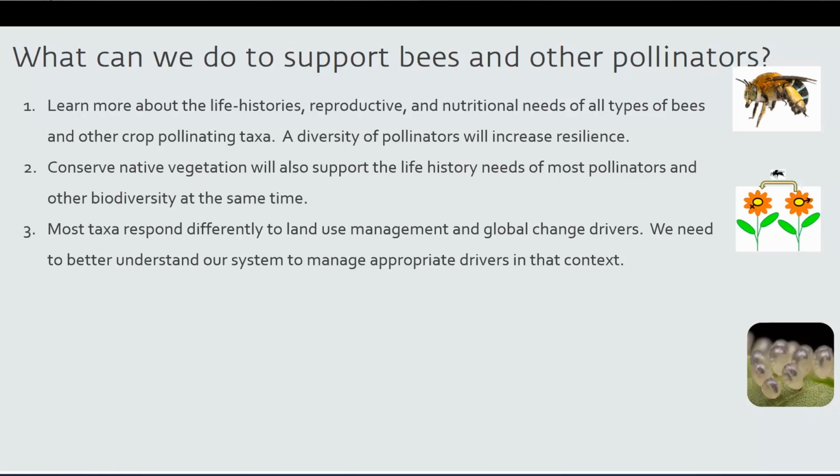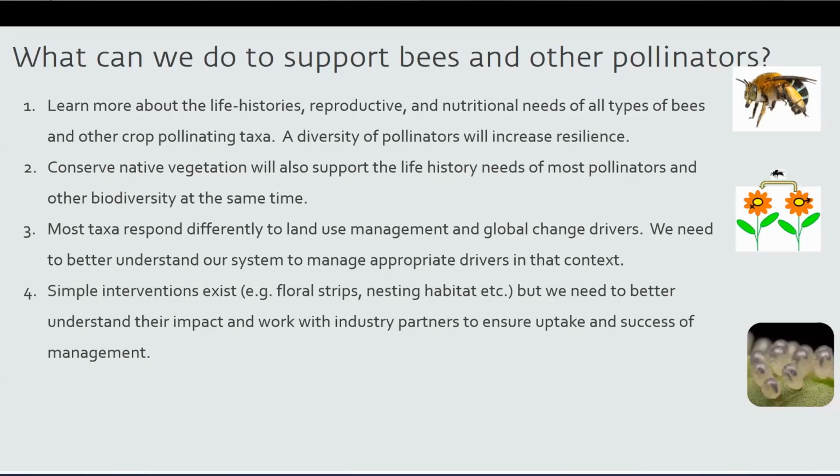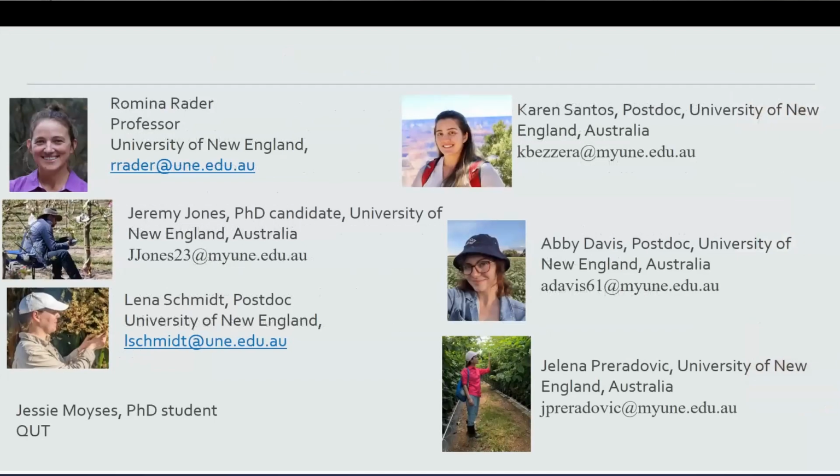global change drivers. So an example of that, of land use management, was the netting. There's also pesticide use. There's also different types of weeds that are on farms. We need to understand that whole system in order to manage it appropriately and manage those drivers. And we know that simple interventions exist, like floral strips and nesting habitat, but we also need to understand how they fit in with industry and what industry actually needs to ensure that we have uptake and success with this type of management.